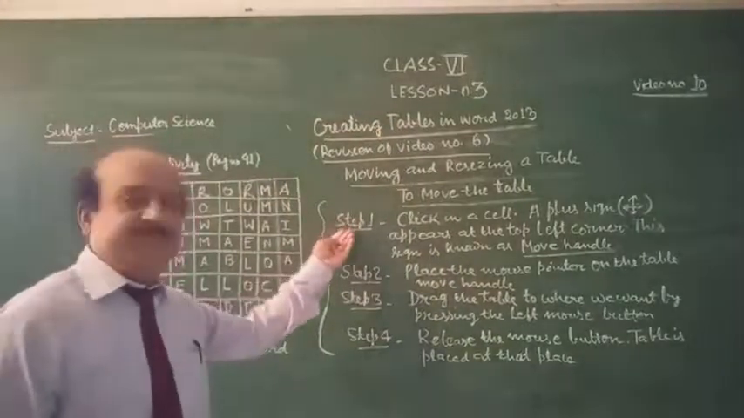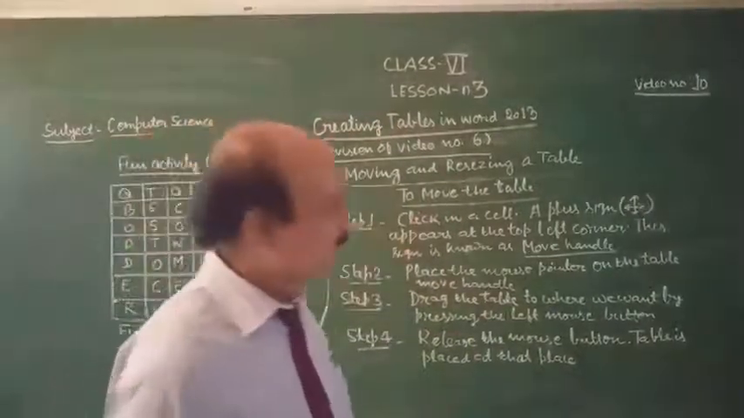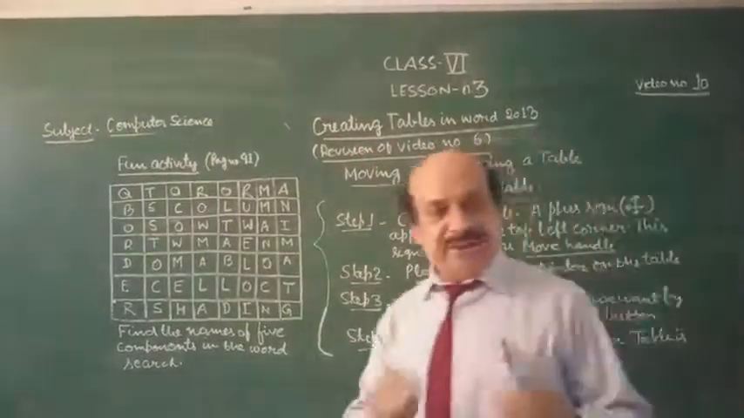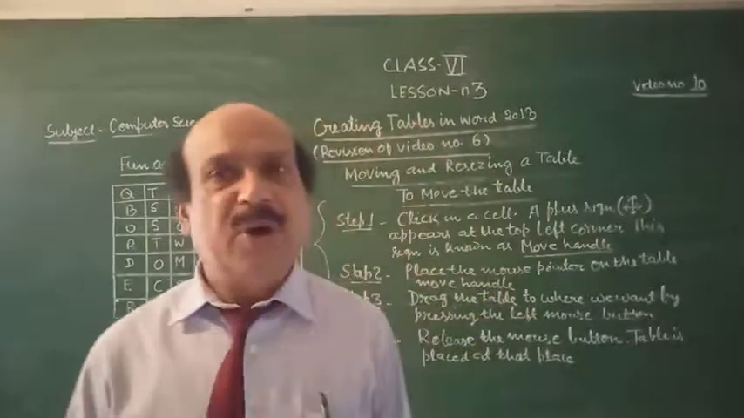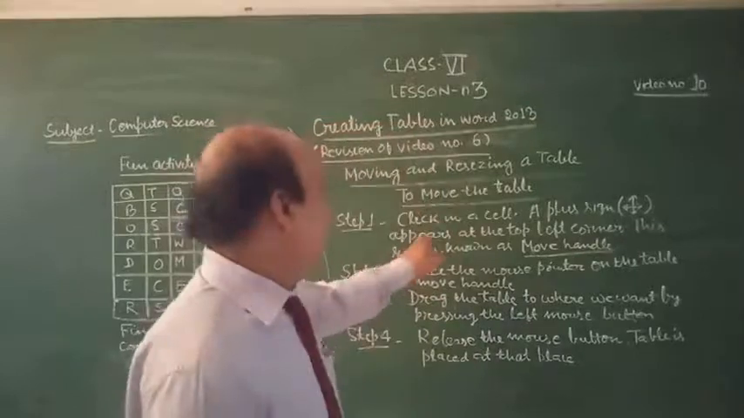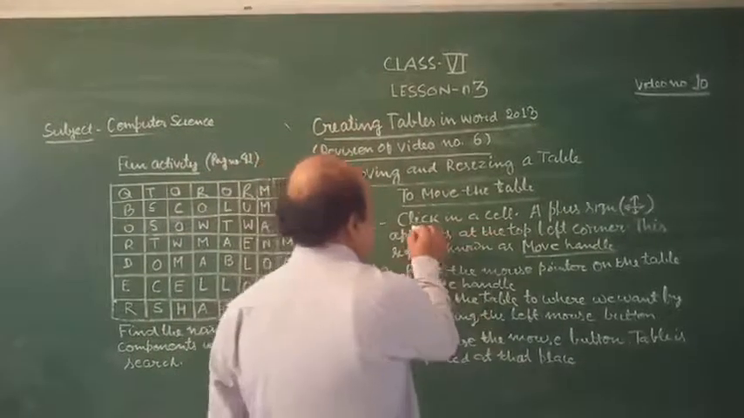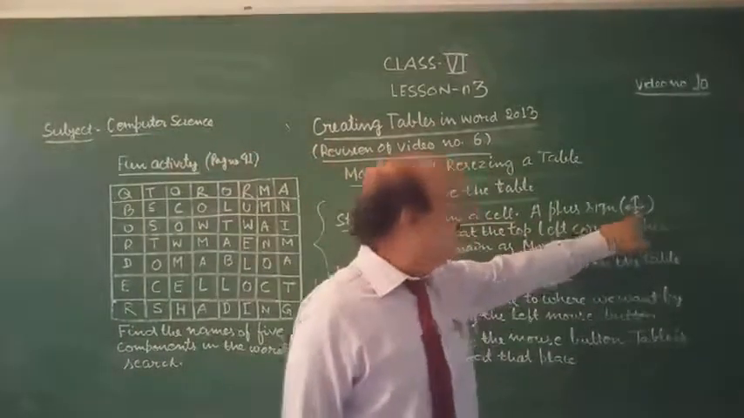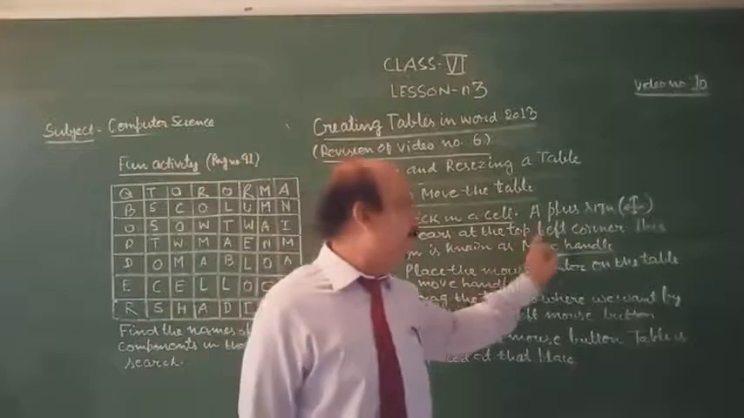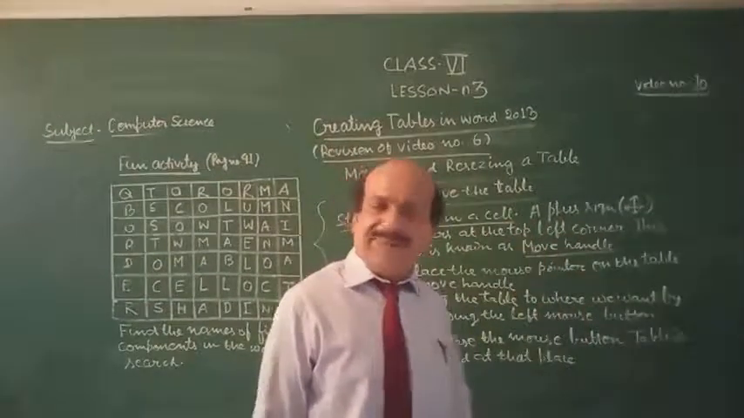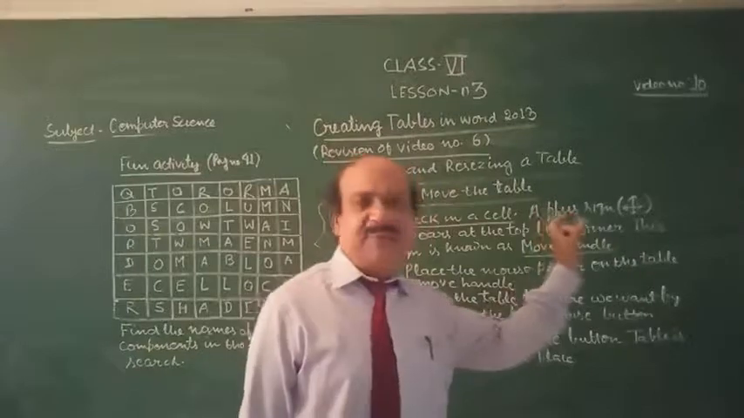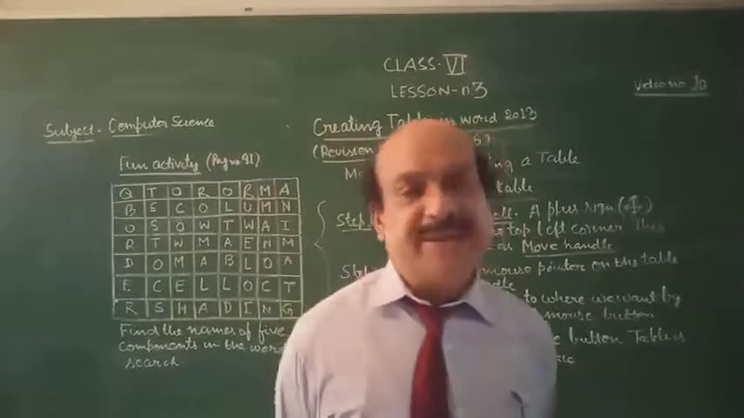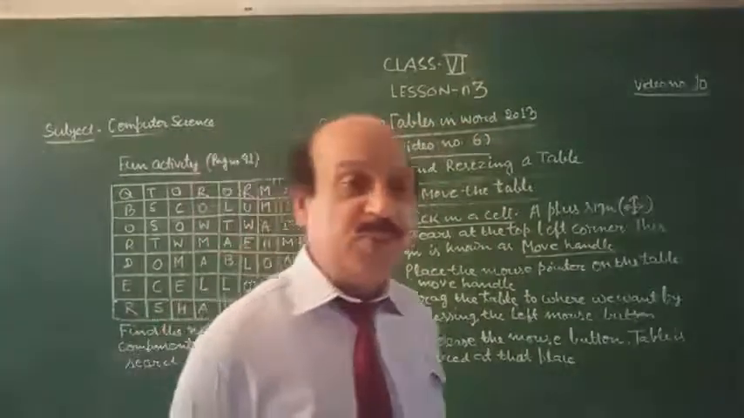Come on, step 1. First of all, click in a cell. I hope everybody knows what a cell is. When vertical and horizontal lines cross each other, they form a box, and this box is known as a cell. So first click on the cell. Whenever you click on the cell, a plus sign appears at the top left corner of the screen, and this plus sign is known as the move handle. Is it clear now?